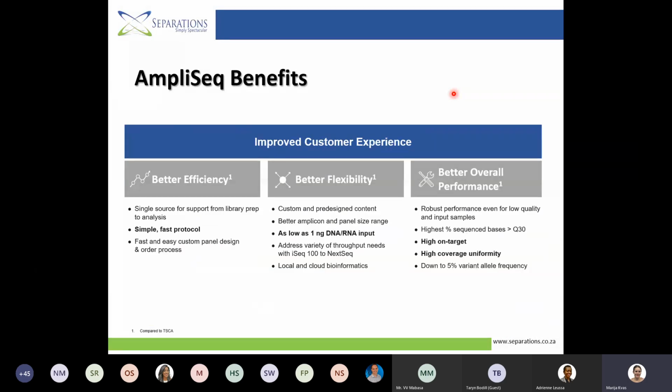Just to summarize the AmpliSeq benefits, it's a very simple and fast protocol to follow. Like you saw, it doesn't require a lot of input DNA or RNA, which is really great for your precious samples. It also has robust performance, and it has the highest percentage of bases with quality Q30, with over 90% on target and over 90% coverage uniformity. And you are able to look down to 5% variant allele frequency with this type of application.